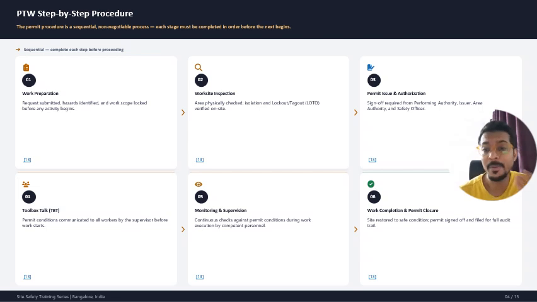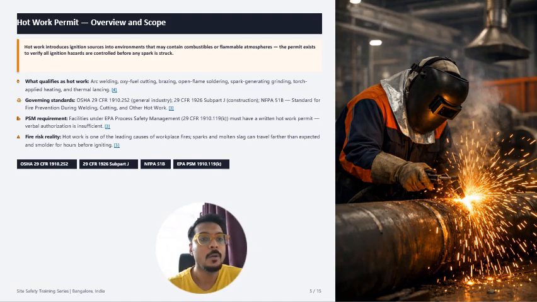Someone may be present, monitoring each and every time during the work. Then completion and work permit closure: the site is restored to safe conditions and the permit is signed off and filed with a full audit trail. Okay, so that is the sixth step we should follow from start to end of the procedure. Now we talk about the hot work permit.